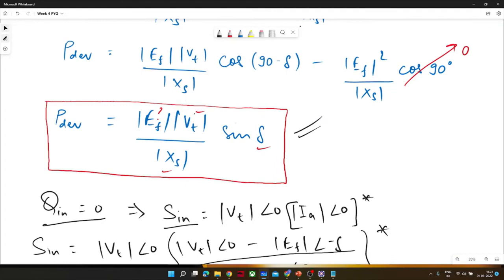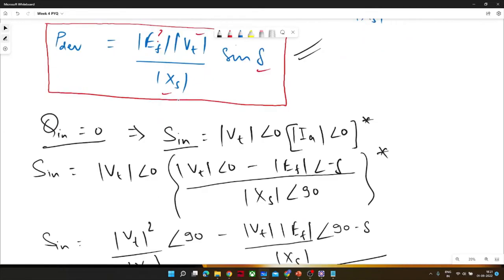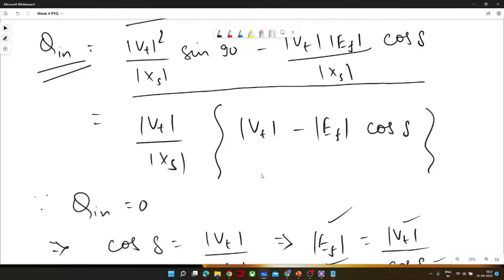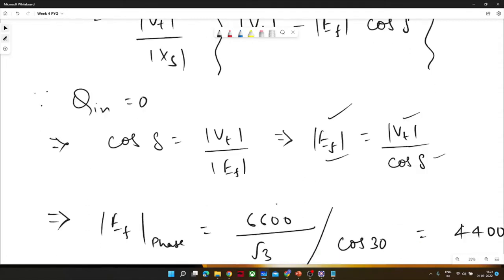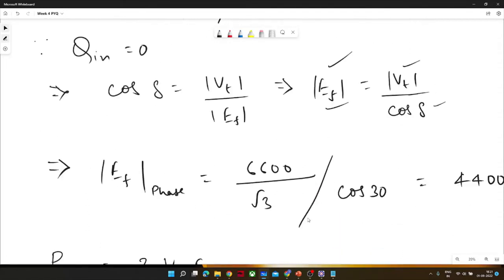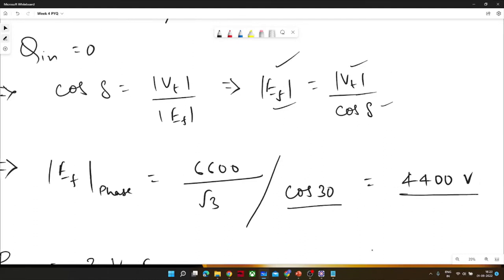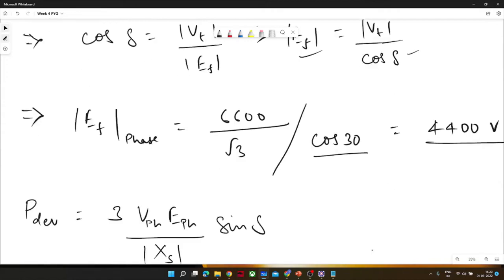I came here with Vt, Xs, sine delta. We knew all the terms, but EF was not known. So EF, more often it would be related to the reactive power. So for that sake, I went through the reactive power. Now I calculated EF phase value by putting the phase value of terminal voltage, and this cos delta is cos 30 degree, and I achieved 4400 volt of phase value of excitation EMF.